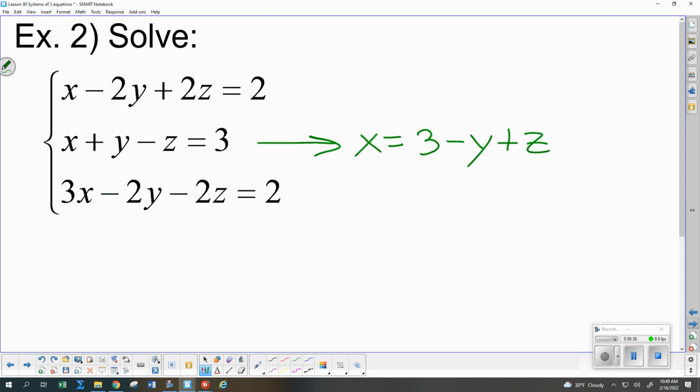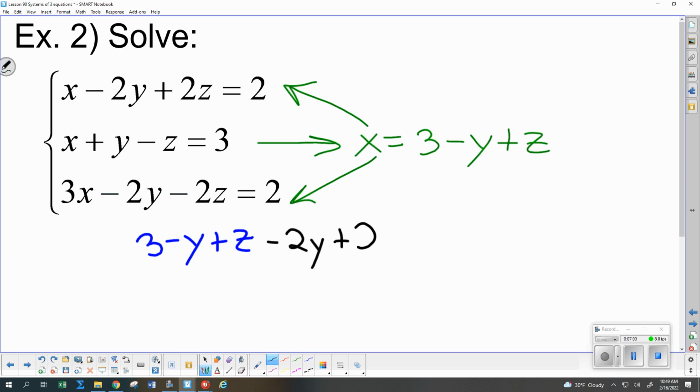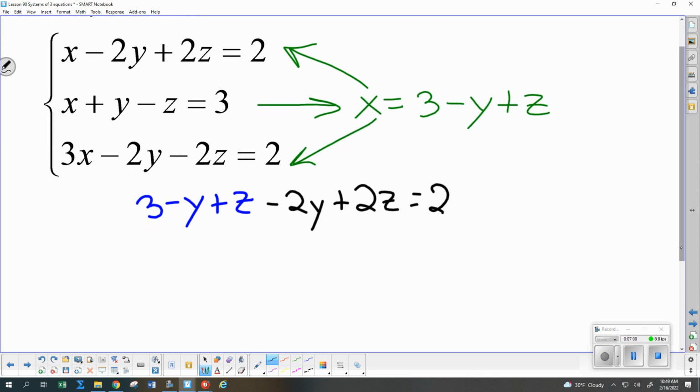With the substitution method, you pick one equation to isolate the variable, and then you have to substitute that into both of the other two to get the system that you're going to solve that just has two equations and two variables. So I put that into the top one. I have 3 minus y plus z, and then I have the original minus 2y plus 2z is 2, and I'll need to clean that up.